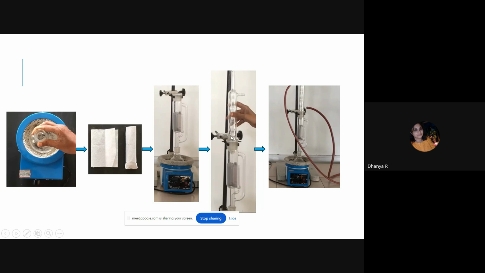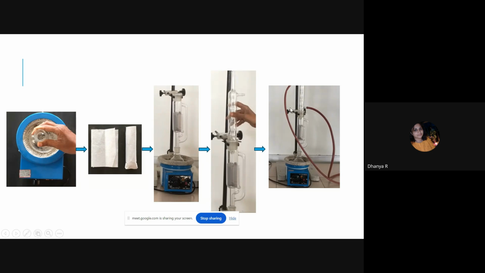Connecting the water pipes is also important. The inlet pipe should be at the lower level and the outlet pipe should be at the upper level. So the cool water is coming through the inlet pipe, circulating, going to the upper pipe, and then it is going out.